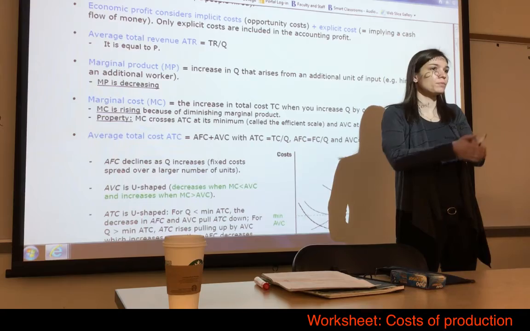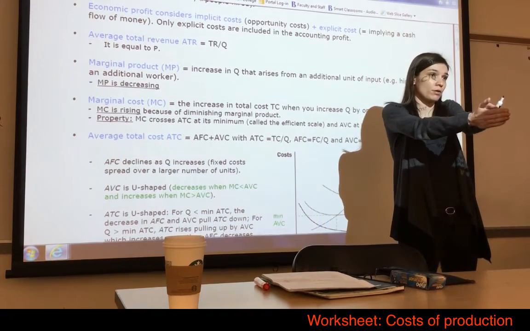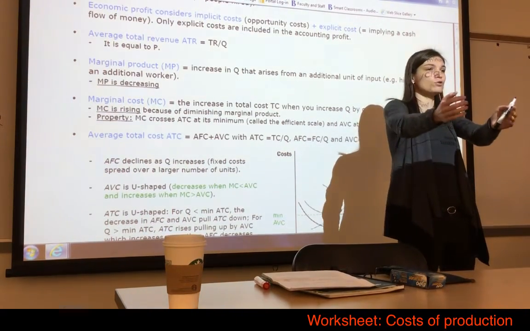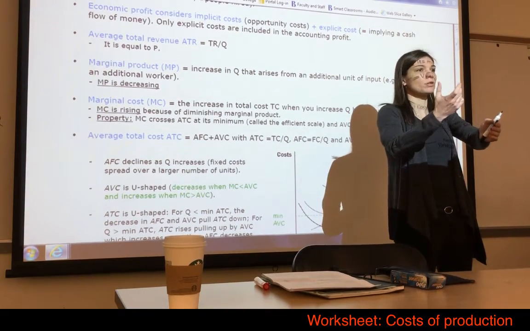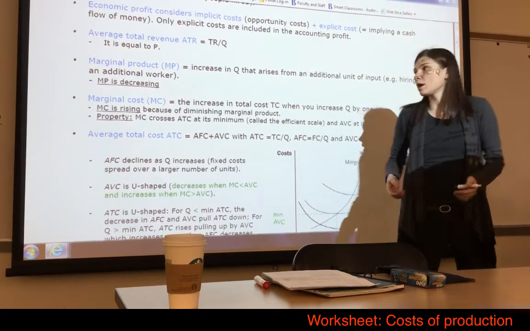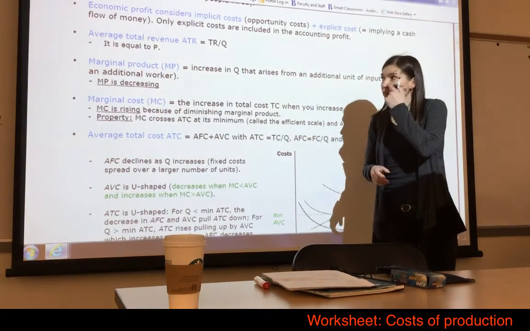Right? So if I currently produce 10 units of a good, I have a certain amount of costs. If I decide to produce the 11th one, how would my total cost change? That's the marginal cost of a good. And we also have the same idea for marginal product.